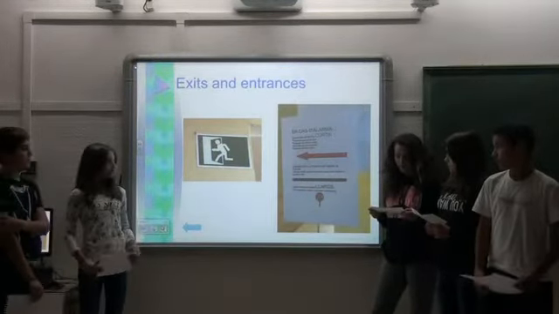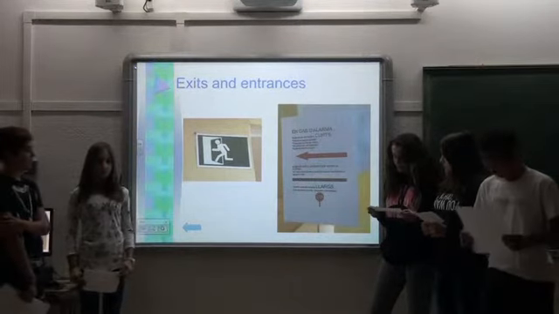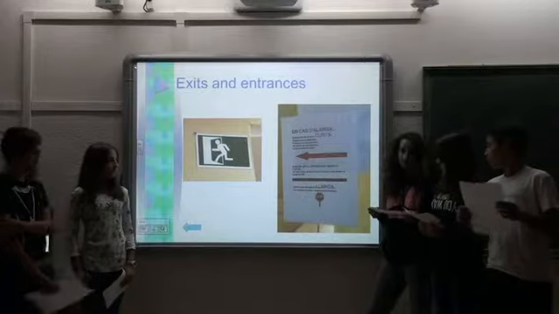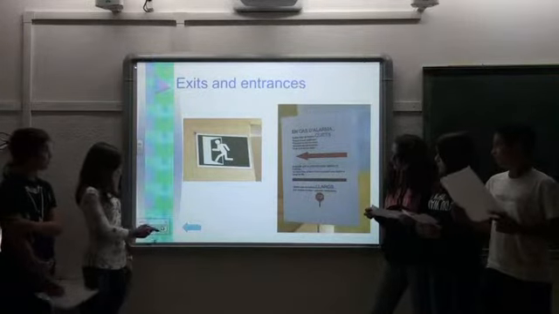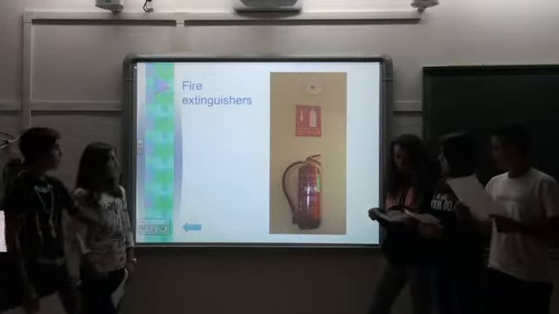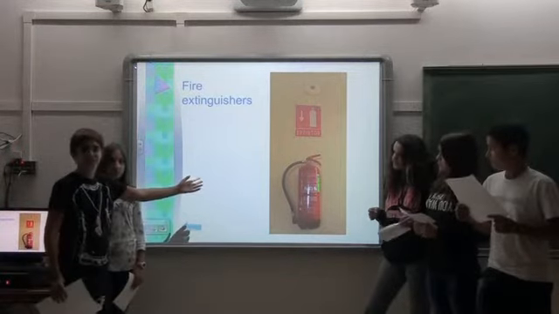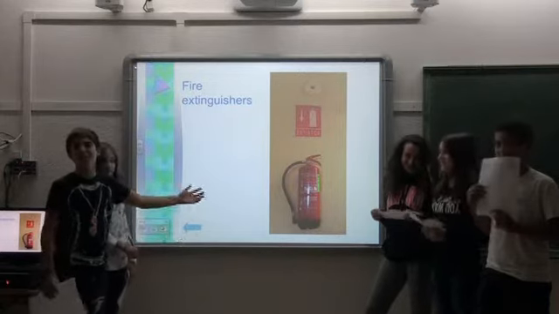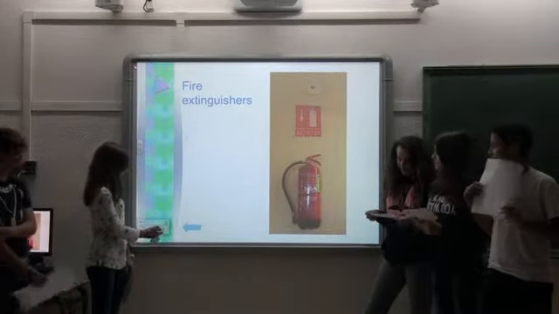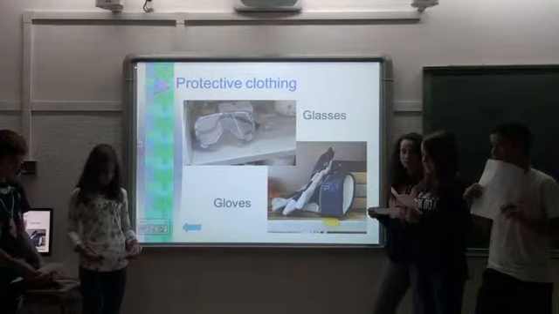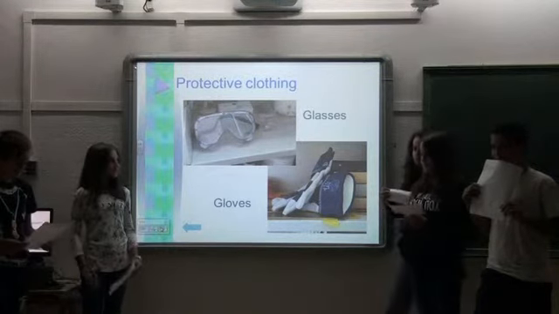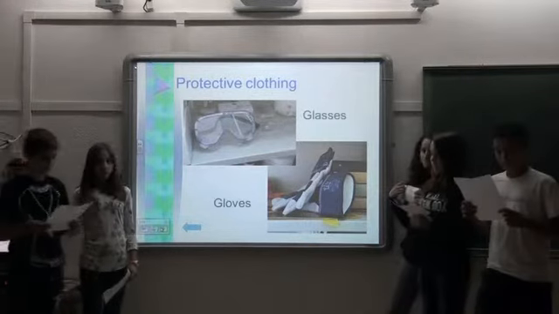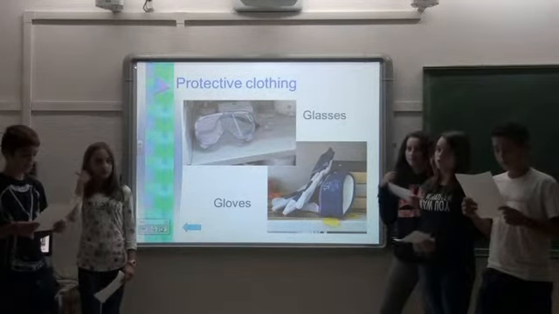Here we have the photograph of the sign of the exit and entrance. There is also the photograph of the safety exit. There is a picture of an extinguisher in front of the door of the workshop. In this slide, there are two pictures of some glasses and some gloves. They are in the biggest cupboard in the technology workshop.